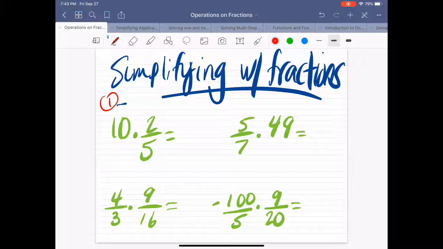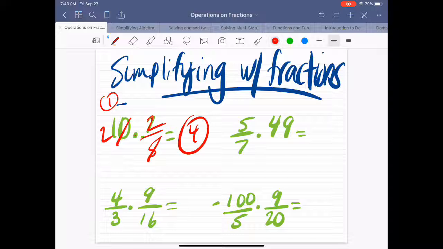Okay, so here's what I do. Look at the 10 and the 5. 5 goes into 10 2 times, and then multiply whatever you have left over. 2 times 2 is 4, and that's the shortcut. So if you didn't understand it, check the second one out.